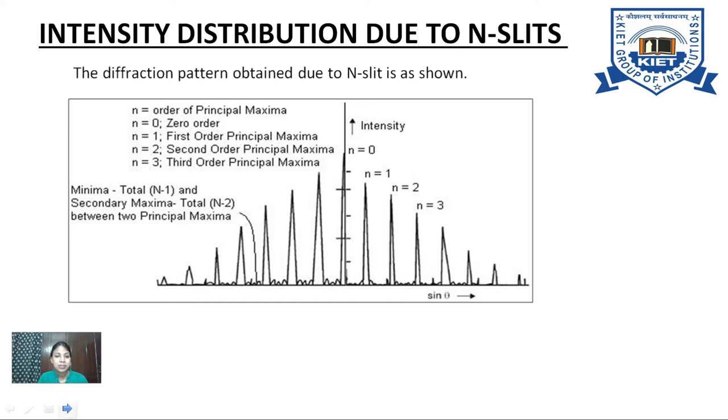So now, if you see here the intensity distribution graph due to N slit or grating, we see that we get a zero order principal maxima right in the center, and we get the first order principal maxima on both the sides of it, again second order principal maxima on both the sides of the zero order principal maxima, and in between these principal maxima we have N minus 1 minimum conditions or positions, and we also have N minus 2 secondary maxima positions, but since these secondary maxima aren't visible, they have not been plotted.